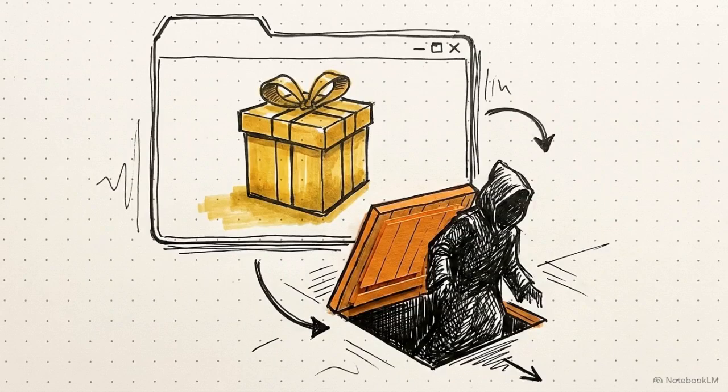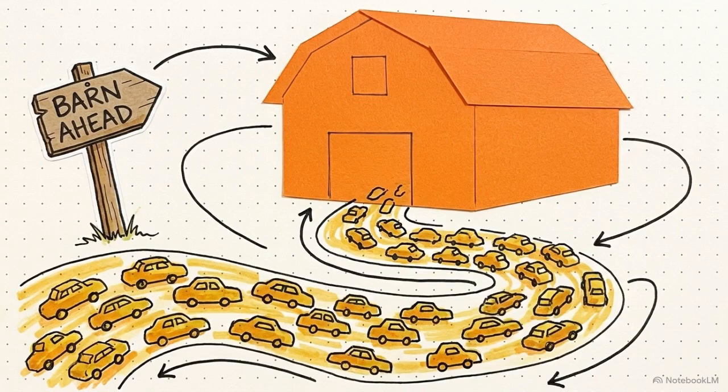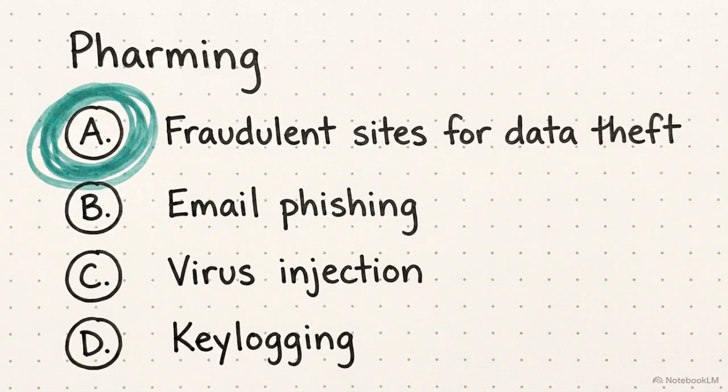A Trojan acts as a deceptive gift. It looks like legitimate software, but once you let it in, it provides a backdoor for an attacker. Phishing is casting a line for a single target with a fake email. Farming is building a fake farm, a deceptive site designed to redirect entire streams of traffic. When these threats have physical traits, the correct answer stands out immediately.